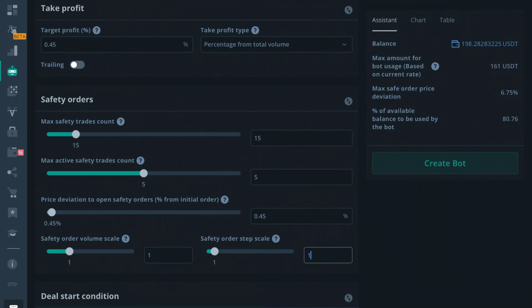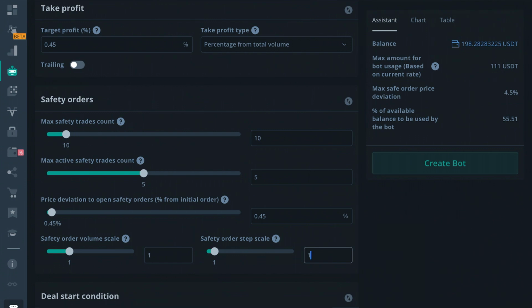Now, the safety order step scale, that is going to directly affect your max safety order price deviation again. So if you do not have that much funds to use, let's say you can't put 15 safety orders. You can only put 10, but you still want to cover that 6% deviation. Because if we have 15 safety orders, it's a 6.75% deviation. Okay, so let's change that to 10.